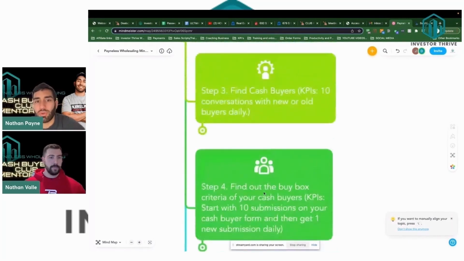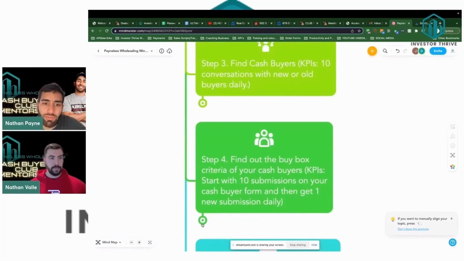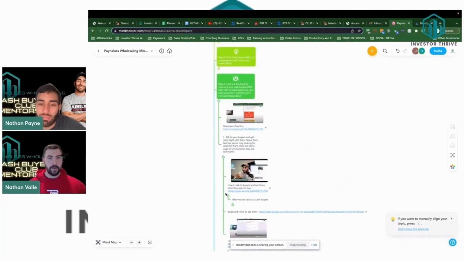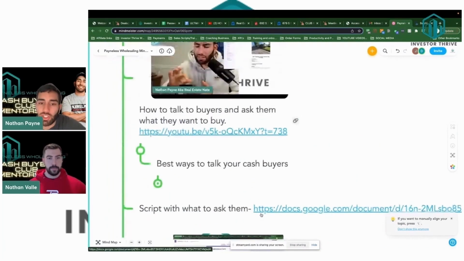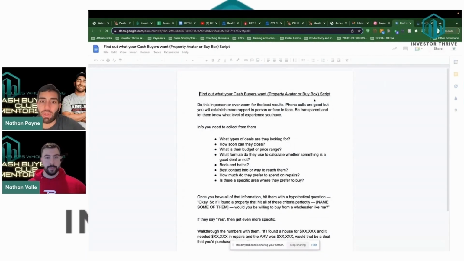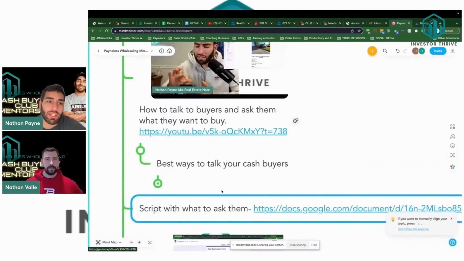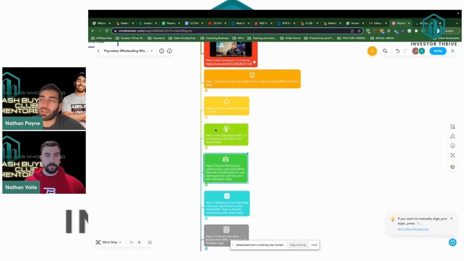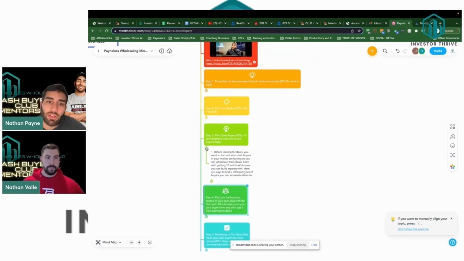Now, everything I've shown you here is just a high-level overview. But if you go inside the mind map, it will show you in detail how to talk to cash buyers, where to get the information, and the scripts to talk to them. This is a script on what to ask cash buyers. Everything is in the mind map that will show you the process of how to wholesale. But today, and specifically for this call, we're going to dive right into how to find those cash buyers.